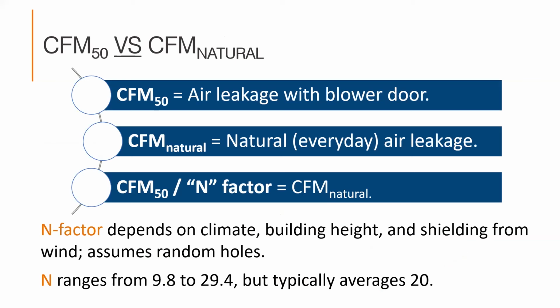The N factor can vary based on your climate zone, the number of stories of a particular house, even the exposure to wind. But you can take your blower door test result and divide it by the most appropriate N factor to get CFM natural leakage rate.